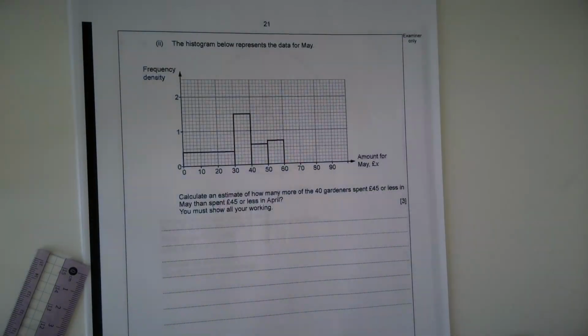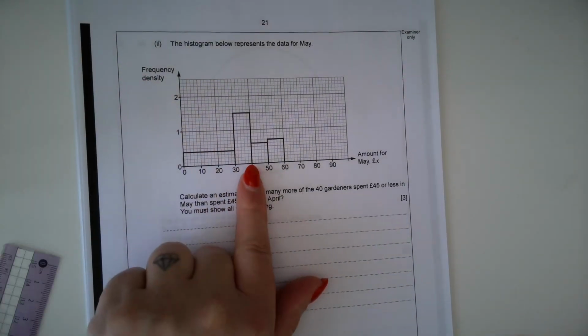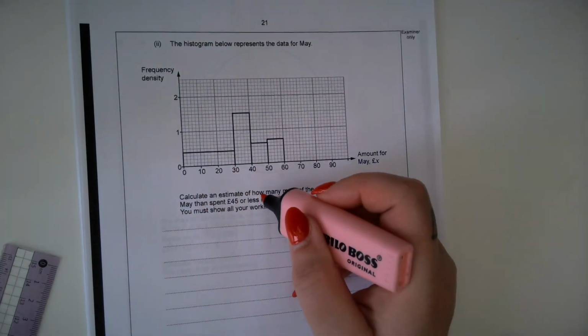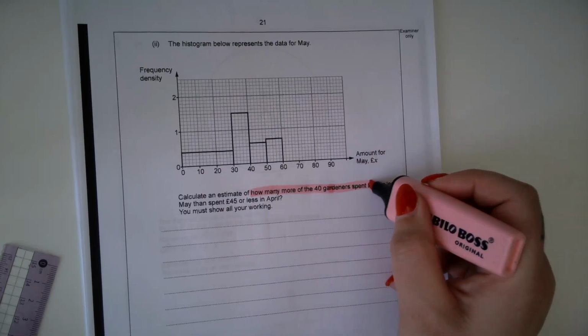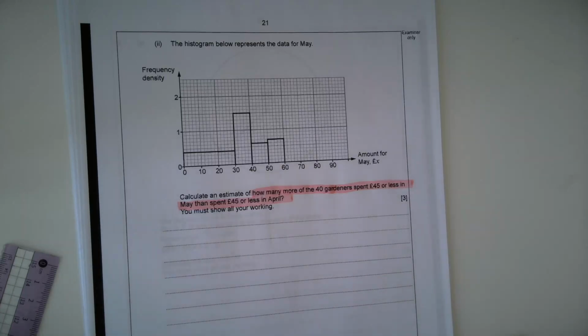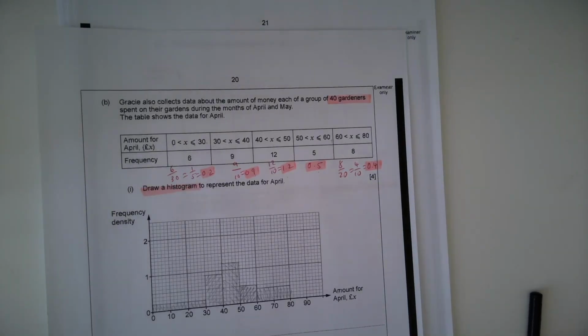Okay. The second part. The histogram below represents the data for May. For the frequency density, our histogram's already drawn. Calculate an estimate of how many more of the 40 gardeners spent 45 or less in May than that spent 45 or less in April. And you've got to show all your working out. So we're going to need our April graph here as well. So we need to keep that to hand.